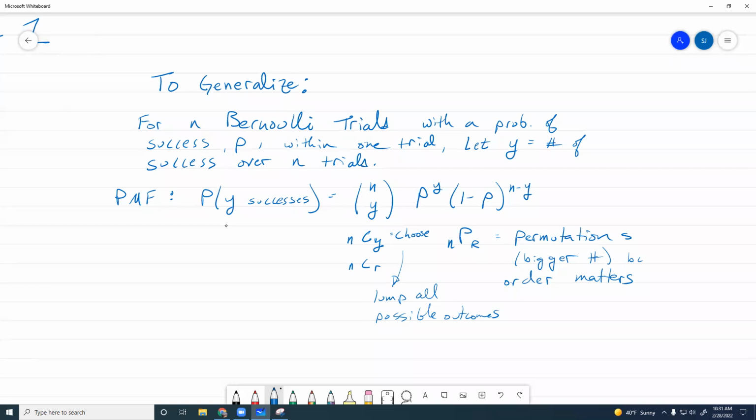And let's see, do we have the formula for it? Yeah, okay. The formula for this is kind of a pain to type out in your calculator. That's why you get a function. So it's n factorial over y factorial times n minus y factorial. And this is going to be our PMF function. So big P of y.